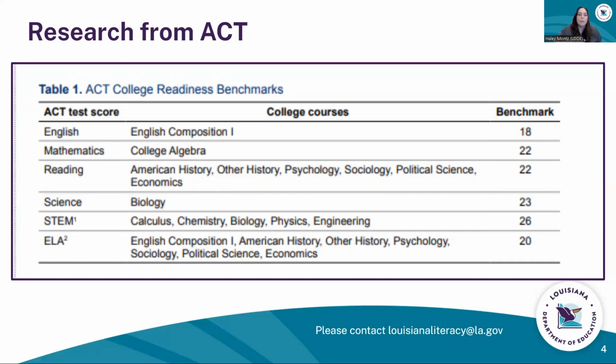So you'll notice that students' ability to perform well on the reading portion of the test is typically correlated with success and readiness for social studies and humanities-based courses in college. If you look at the very bottom of the chart, you'll see that there's an ELA category. So this is the combined score of English and reading, the average of those two sections, and the types of courses that they correlate to after high school as well.